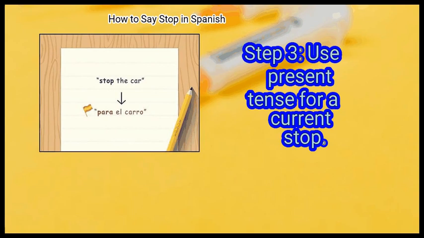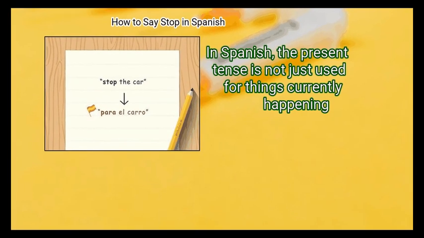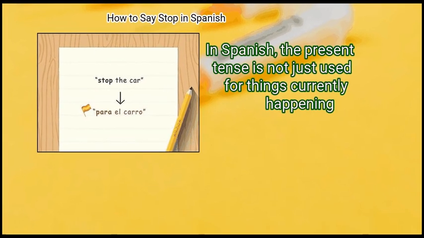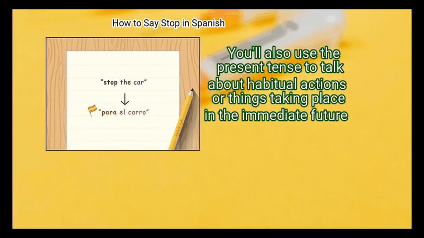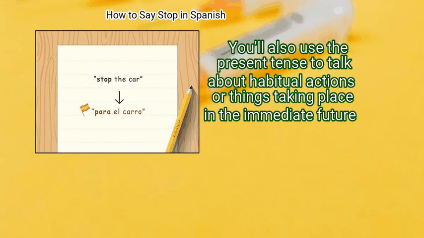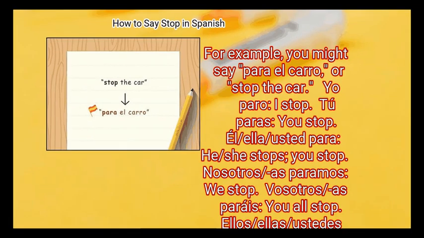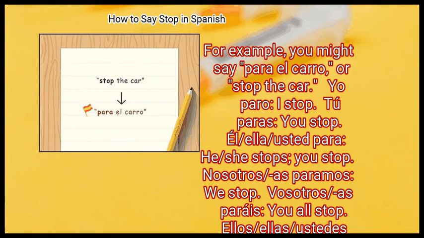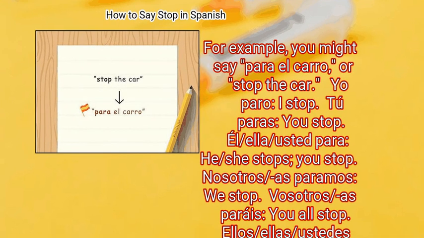Step 3. Use present tense for a current stop. In Spanish, the present tense is not just used for things currently happening. You'll also use the present tense to talk about habitual actions or things taking place in the immediate future. For example, you might say, para el carro, or, stop the car.